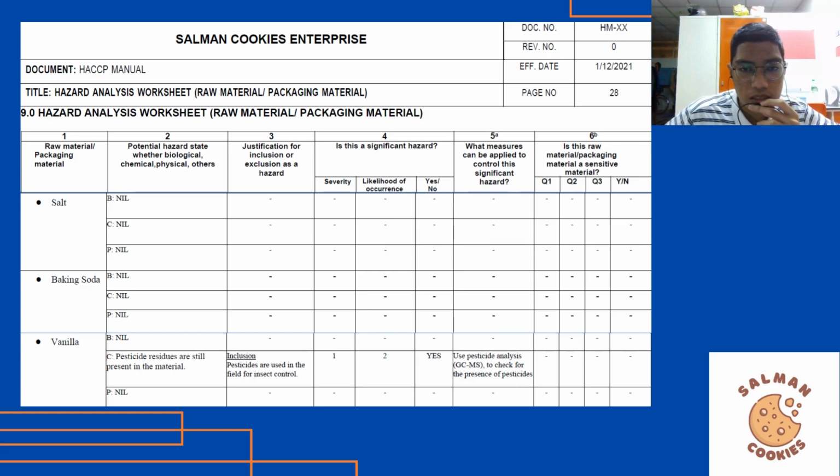Our justification for the pesticide in the vanilla is that pesticides are used in the field for pest or insect control. So we conclude that for the raw material vanilla, it is a significant hazard. How do we control the pesticide in vanilla? We use pesticide analysis by GCMS to check for the presence of pesticides.